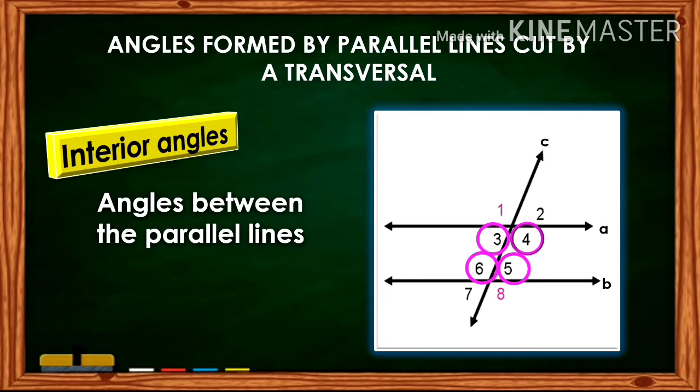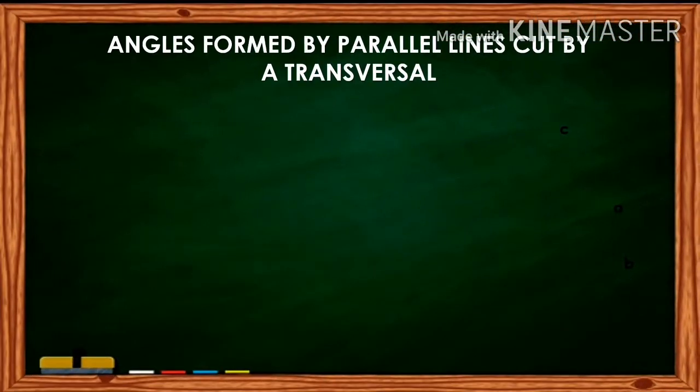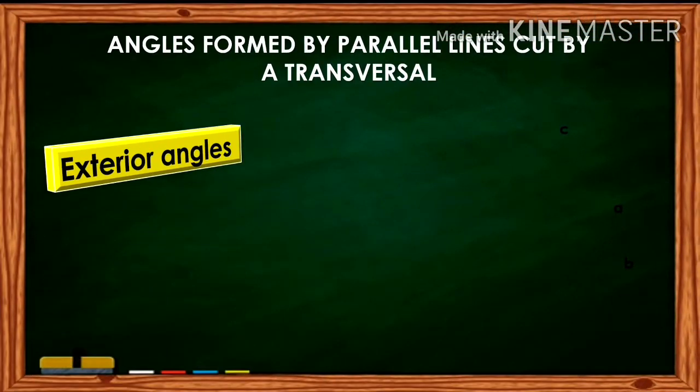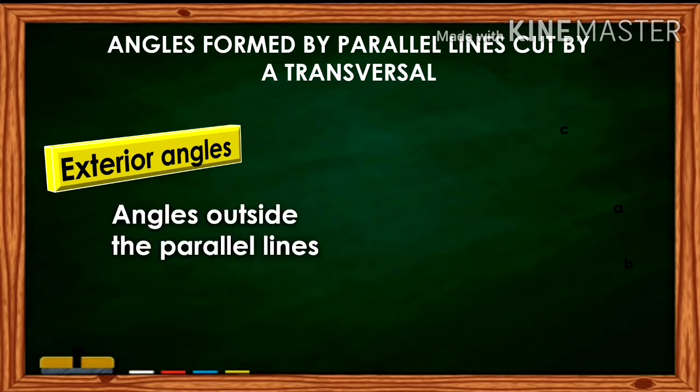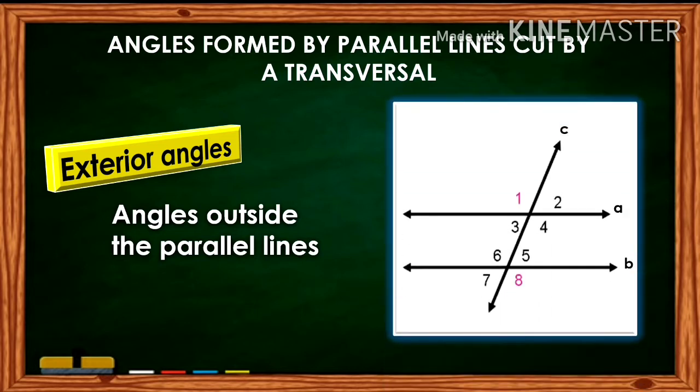Next, we have exterior angles. When we say exterior angles, those are angles outside the parallel lines. So angle 1, angle 7, angle 2, and angle 8. Those are examples of exterior angles.